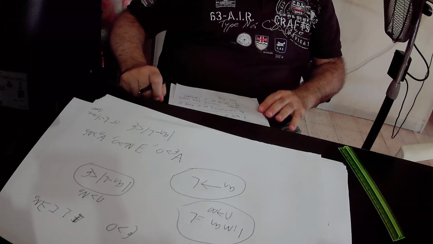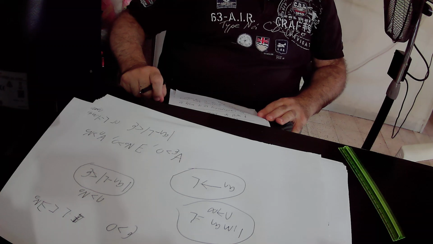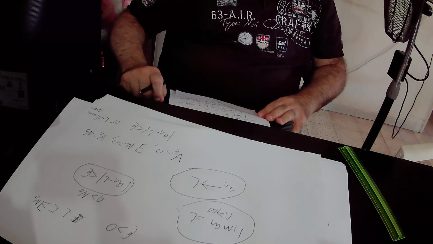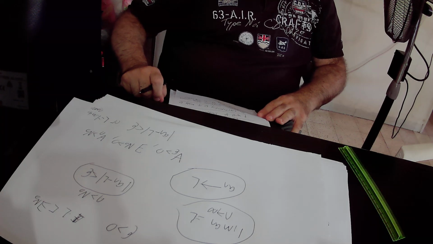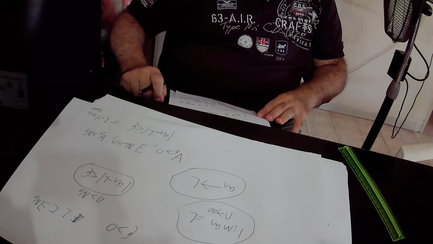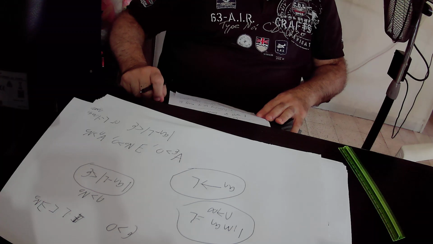Actually, N0 depends on epsilon. The smaller epsilon that we choose, usually we will get that N0 will be greater.